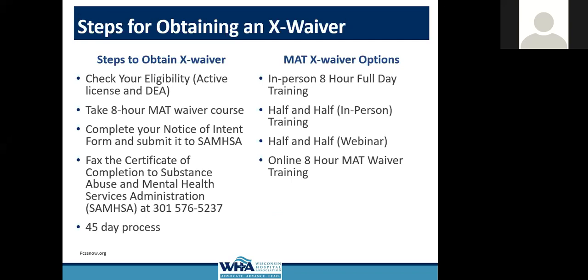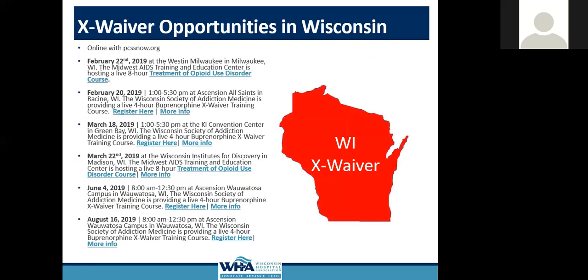Once you complete your 8 hours of training, you have to submit a notice of intent to this organization, the Substance Abuse and Mental Health Services Administration, or SAMHSA. And then you will fax a certificate of completion of your training to that number on the screen. And when you finish your training course, they'll tell you all this again, so you don't have to remember this. They say it's a 45-day process, but mine was done in about 3 weeks. And so I'm really hopeful that our government is actually on top of this and providing us our X-waivers in a timely fashion. They sure did for me.